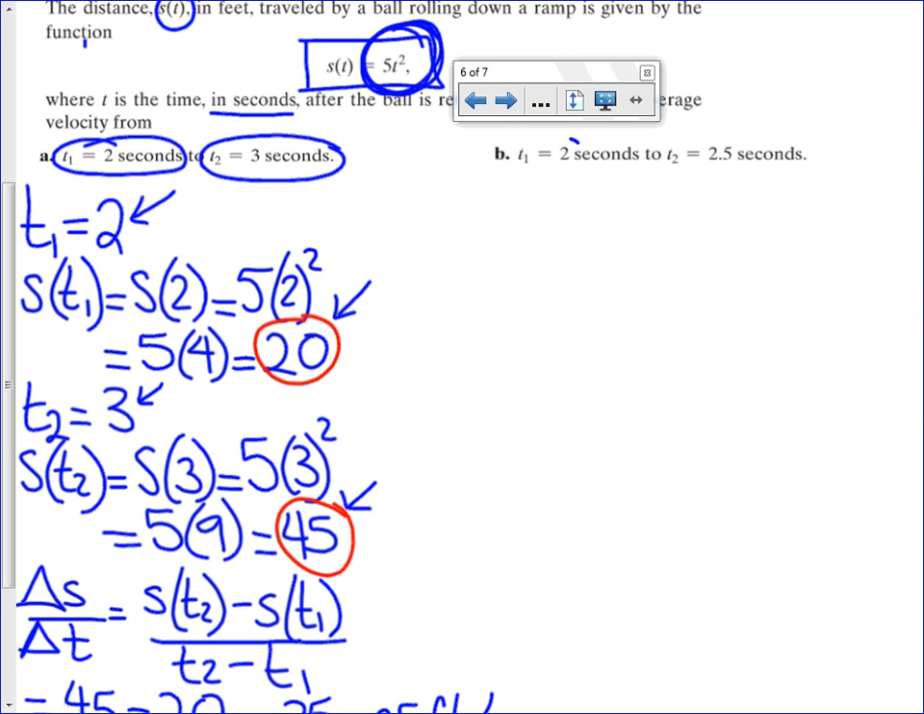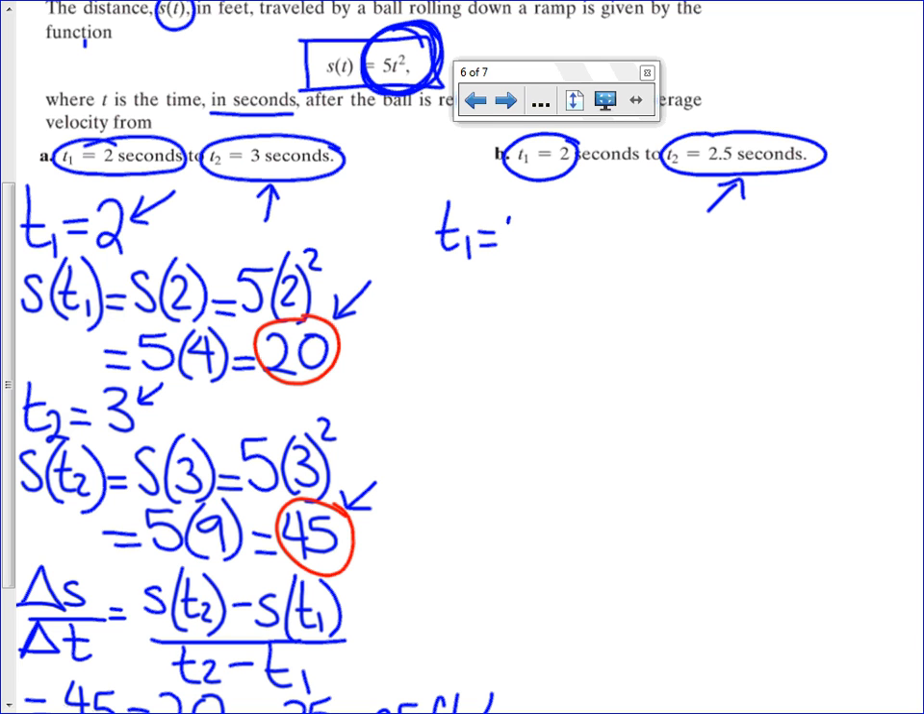So here my t sub 1 is 2, but my t sub 2 has changed to 2.5 seconds. So if you guys notice, it is a little different. Here it was 3 seconds, and here it is 2.5 seconds. So it's getting a little closer, or a little sooner than 3 seconds. So let's start by doing the same thing.